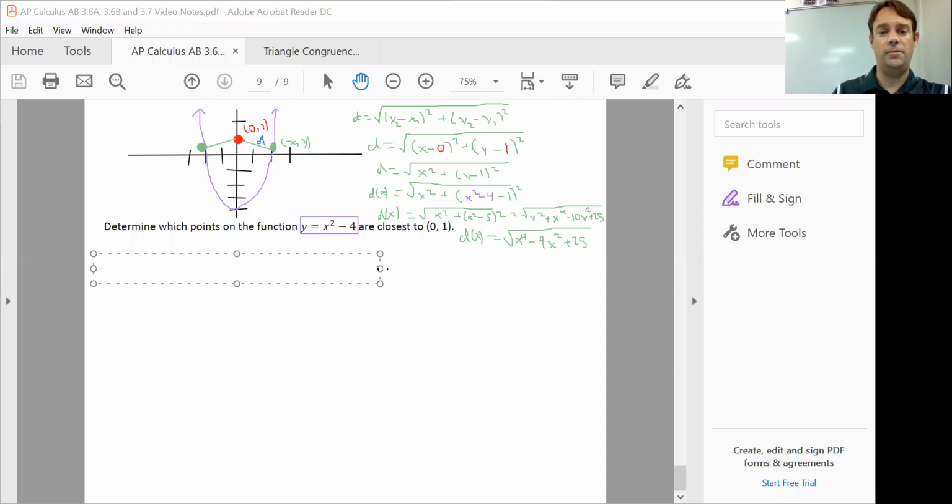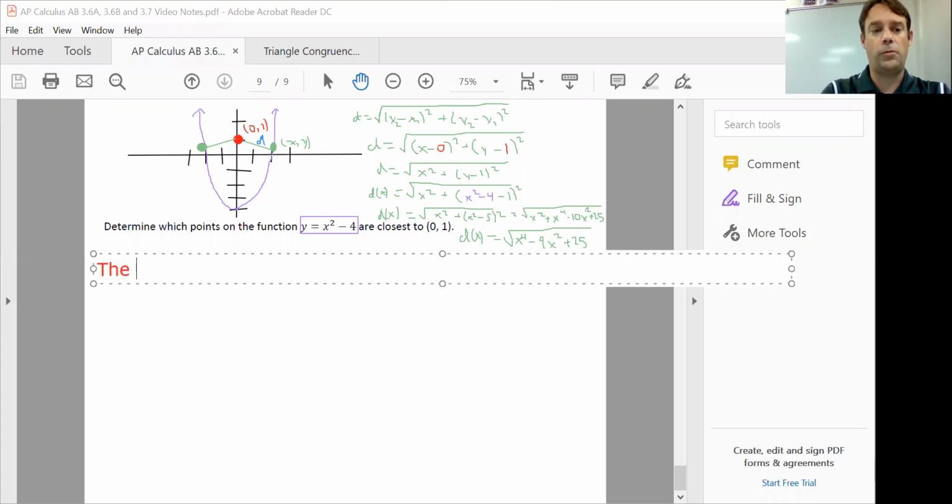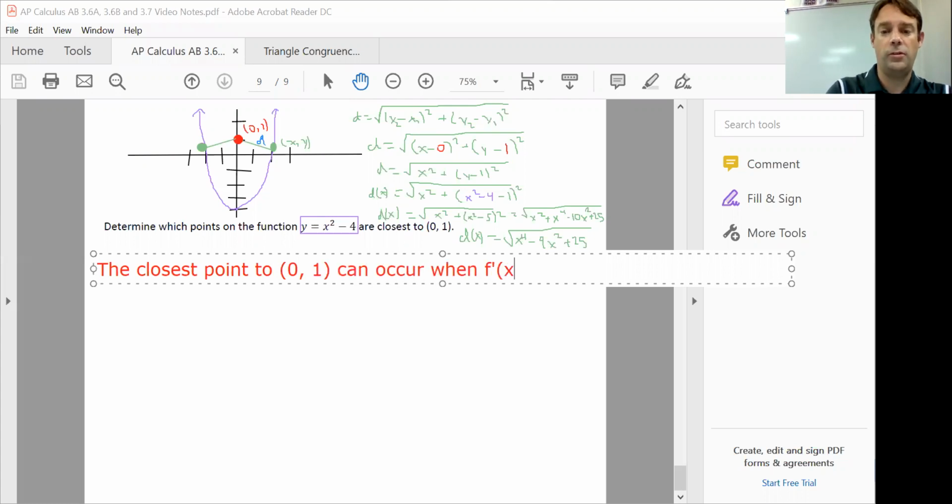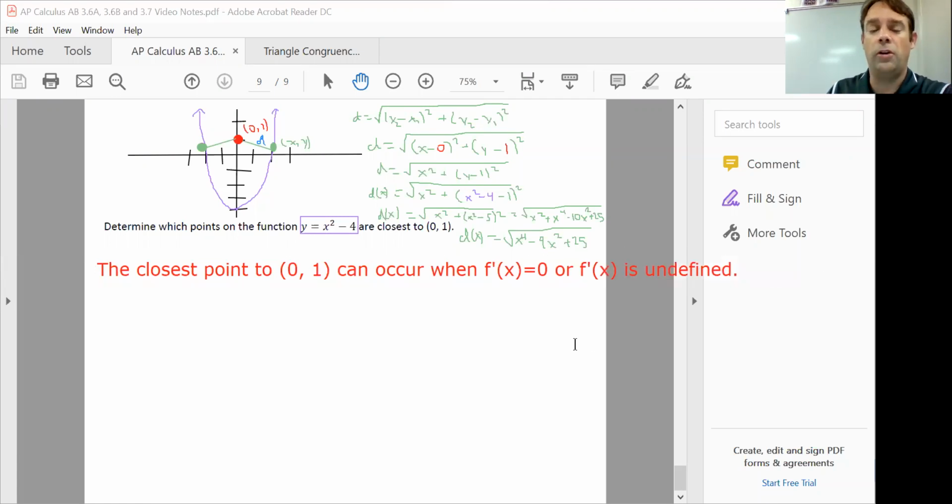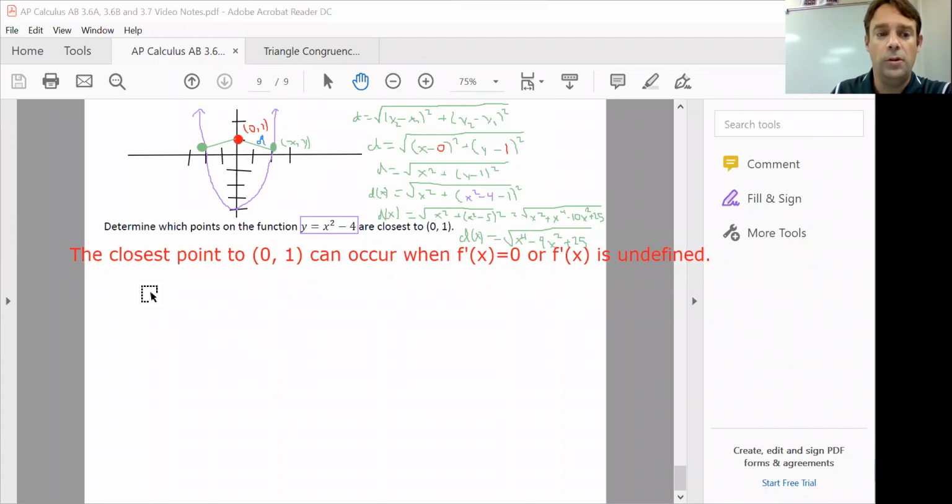All right, let's see how you did. The closest point to (0, 1) can occur when f prime of x equals 0 or f prime of x is undefined. So we're not just writing it, we're giving it a little bit of context so we know exactly what it is we're trying to accomplish here. We said we're going to do that. Now we're going to go through and do the work.